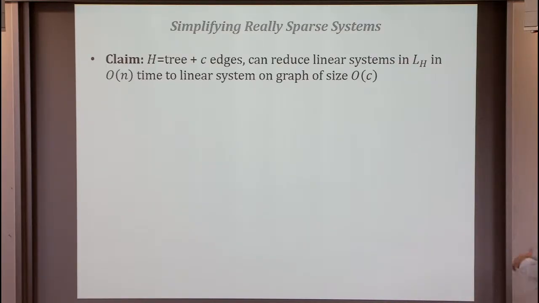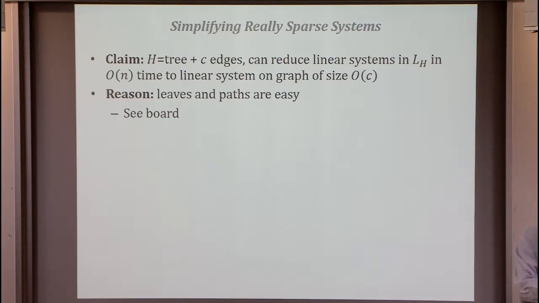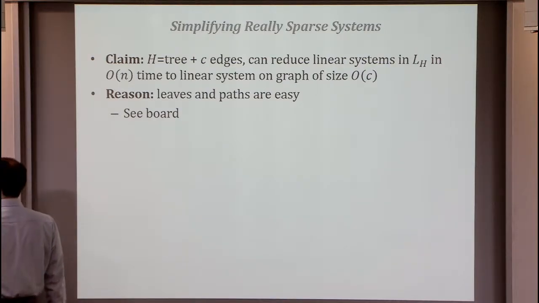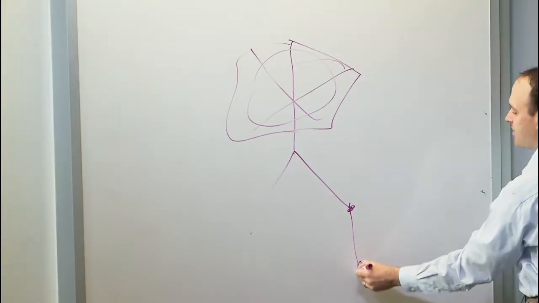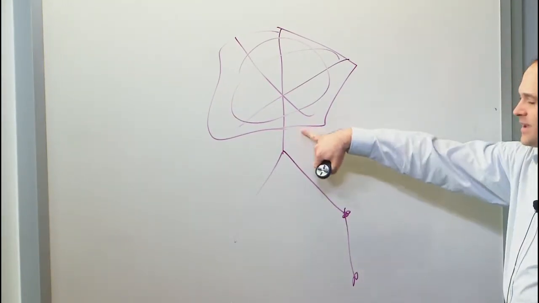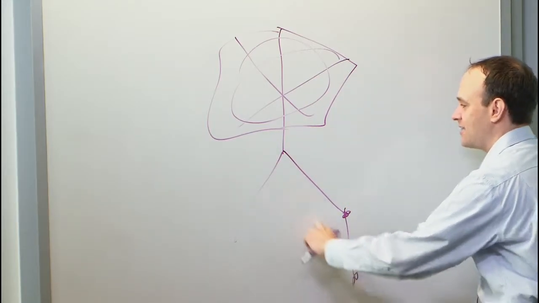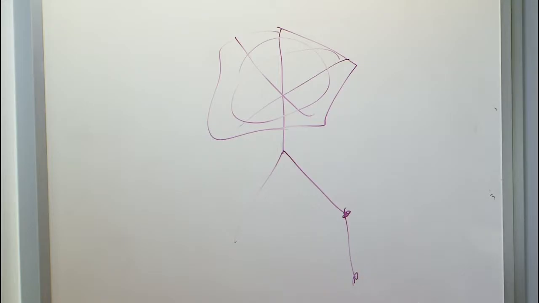So let me start with how you simplify really sparse systems. My assertion is that a tree plus c edges is basically a graph of size c plus some linear time stuff. I'm going to draw a picture. Morally, it's just that leaves and paths are easy. I'm running a little slow, so I'm going to make the picture a bit crude. Roughly, if I told you to solve a linear system on something arbitrary, plus a tree or a path hanging off of it, then you can do back substitution to collapse the leaves up to the base. So you can solve it by a direct solver.